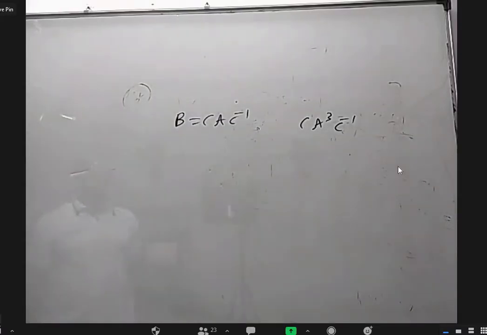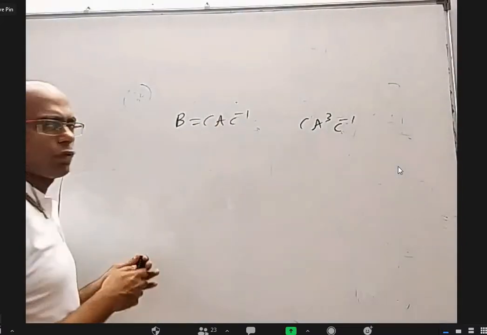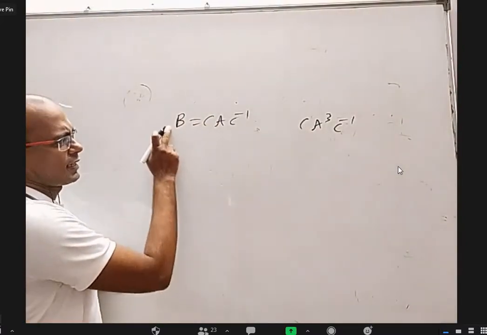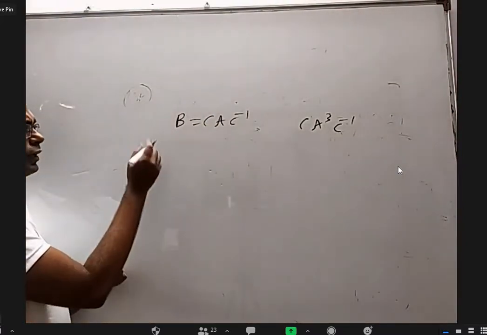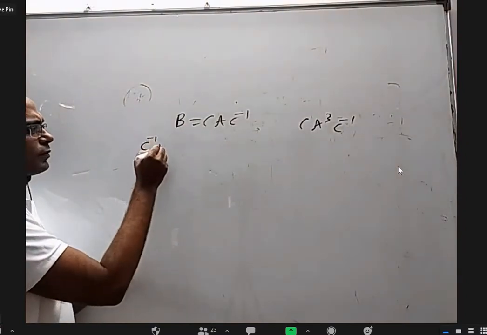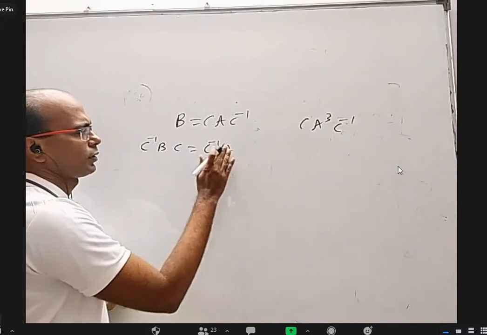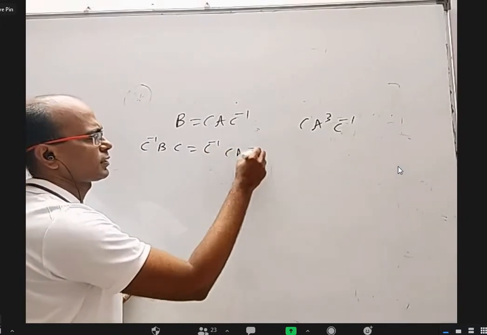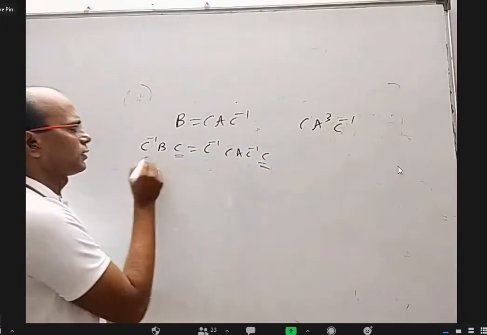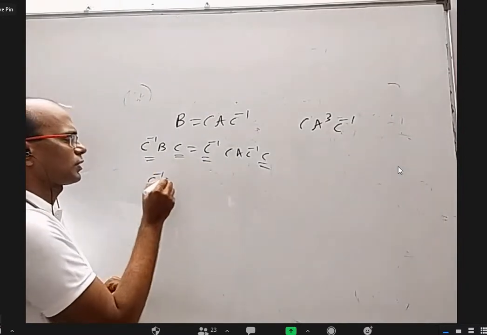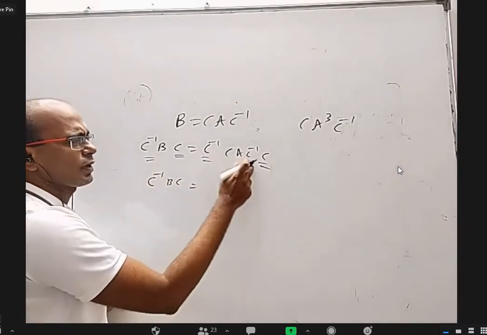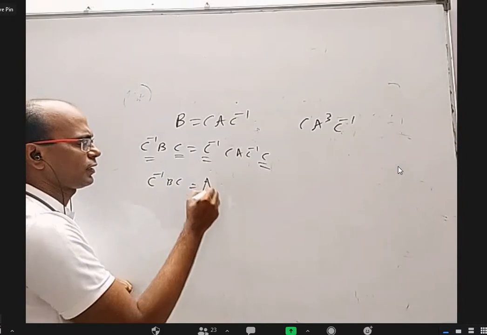Okay. I want to write A in terms of B. So what I will do, this C I will bring to this side as C inverse. That means you can multiply C inverse from the left and C from the right. Here also, C inverse, C A C inverse. I multiply C on the right, C inverse on the left. So this will become C inverse BC. This is the identity matrix.